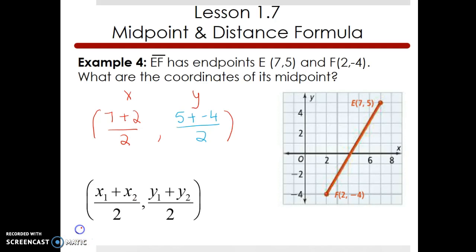So what's 7 plus 2? That's going to be 9 divided by 2. And my y is going to be 1 divided by 2. So 9 divided by 2 gives me 4.5, and 1/2 gives me 0.5. So I'm just going to check it on the line. Does it make sense? Does it look like a midpoint? So I got 4.5. So there's 3, 4, 4.5, and 0.5.